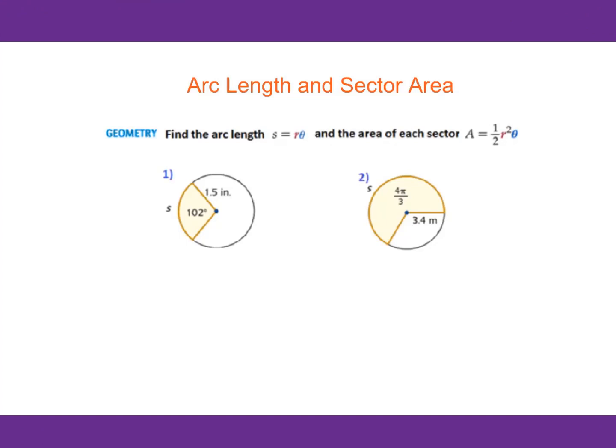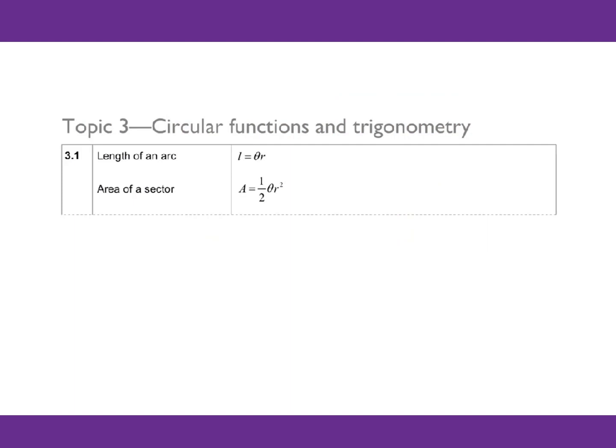Today's lesson is about arc length and sector area. First of all, let's analyze the formula given in the SL formula chart. We got the length of an arc, L equals theta times R. For this theta, remember two things. First of all, the unit is a radian. And second, this theta refers to the central angle.